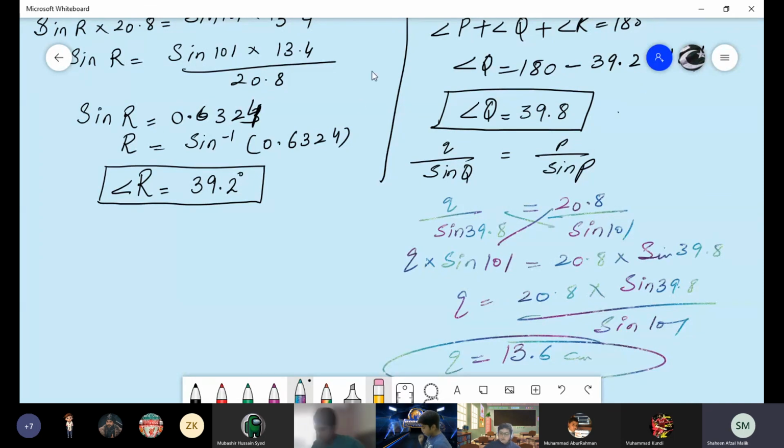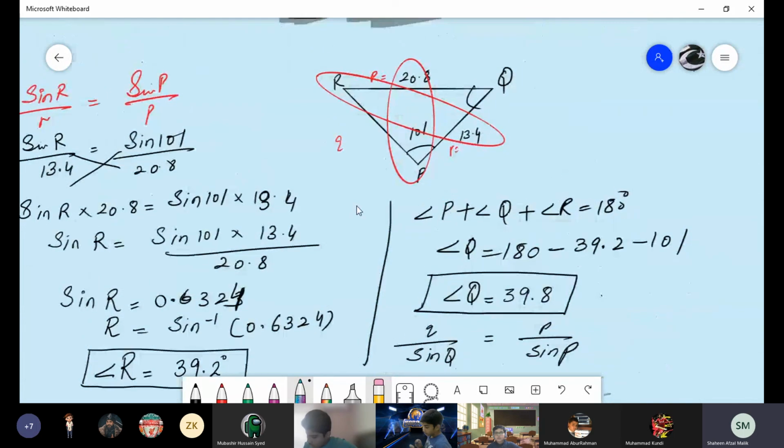Did you see one thing? It looks like an isosceles triangle, only there is a minor difference because the Q value is coming 13.6. This is angle Q, we get 39.8, and angle R was 39.2. So it looks like a type of isosceles triangle. Both sides are approximately the same, and both angles are approximately the same. So that's it for question number 5.